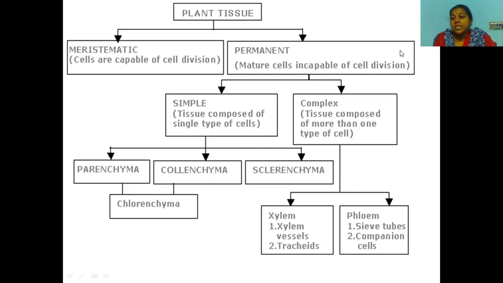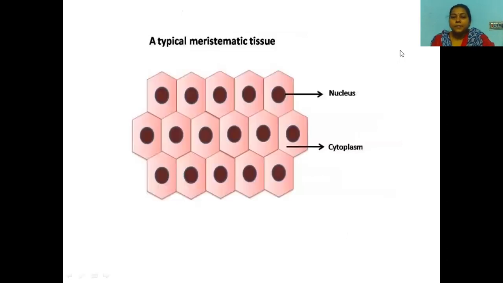Again, children, permanent tissues are divided into two further types, simple and complex. Simple tissue is composed of a single type of cells, whereas complex tissue is composed of more than one type of cells. Again, simple tissue is further divided into three types: parenchyma, collenchyma, sclerenchyma. Complex tissue is further divided into xylem and phloem. Xylem consists of xylem vessels and tracheids, whereas phloem consists of phloem sieve tubes and companion cells. It's about the different tissues of the plant.